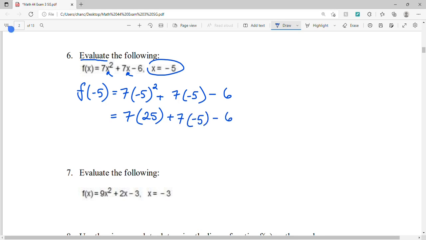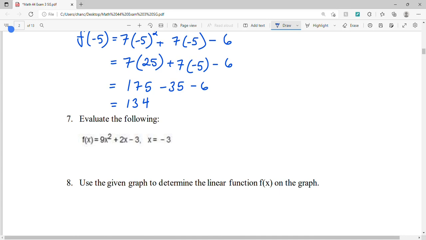The next step in order of operations is multiplication. So let's multiply 7 times 25. That gives me 175. 7 times negative 5 is negative 35, minus 6. After simplifying, subtracting all of these numbers, we get 134. Again, make sure you write f of negative 5 in the beginning just once and line up all of your equal signs. This is a good solution.